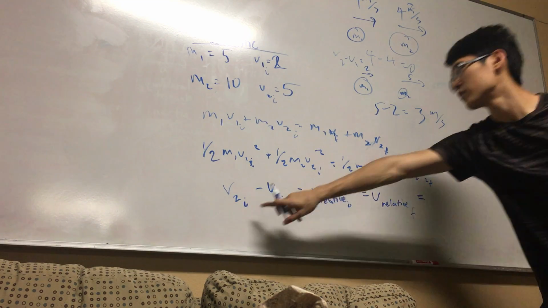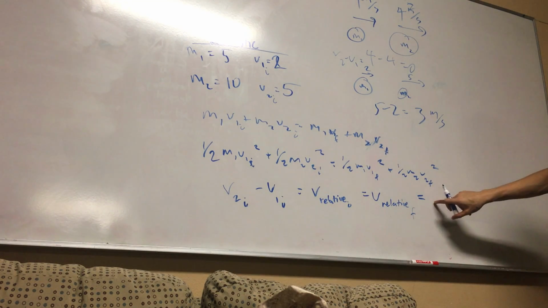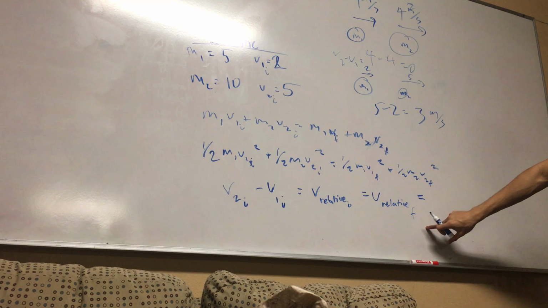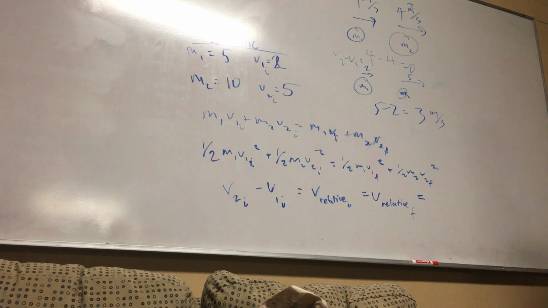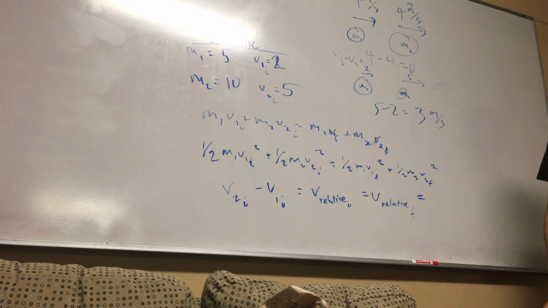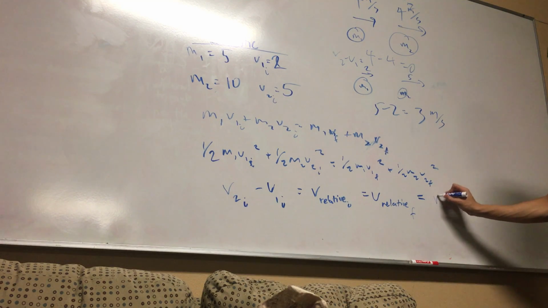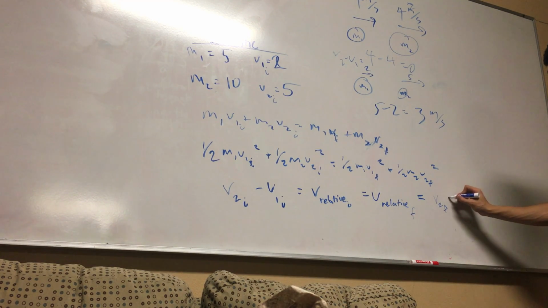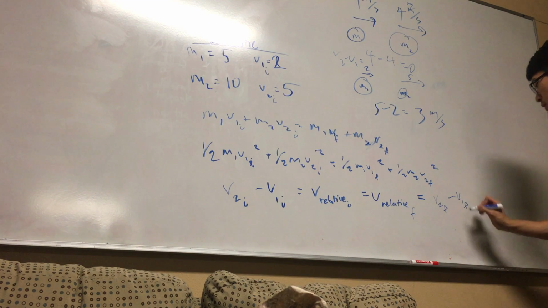Well, okay, let's put it in terms of this. What do we have already here? What is the relative velocity final in terms of V2 final and V1 final? V2 final minus V1 final. Does that make sense? Yeah. V2 final minus V1 final.